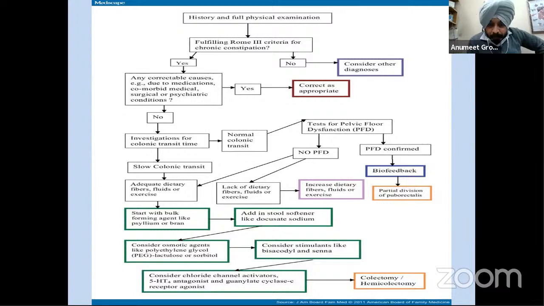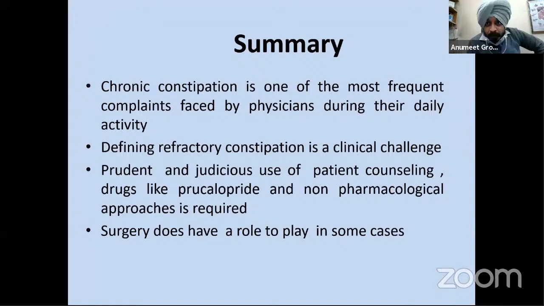This is the last slide which I summarized for the evaluation and for the management of chronic constipation defined by Rome 3 criteria. Chronic constipation is one of the most frequent complaints. Defining refractory constipation is a clinical challenge, and mind you, the treatment is also a challenge. Prudent and judicious use of patient counseling, drugs like prucalopride and non-pharmacological approaches is required. Surgery does have a role to play in some selected rare cases. Thank you.